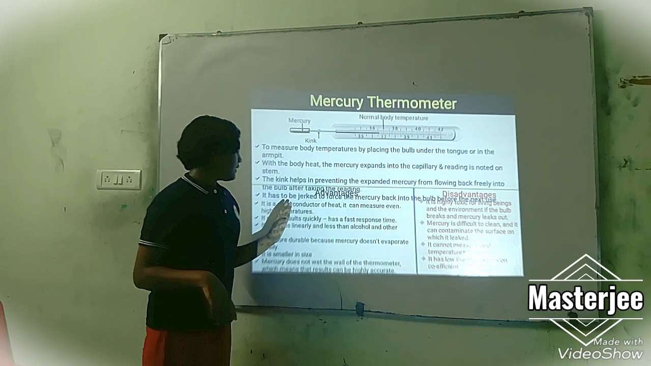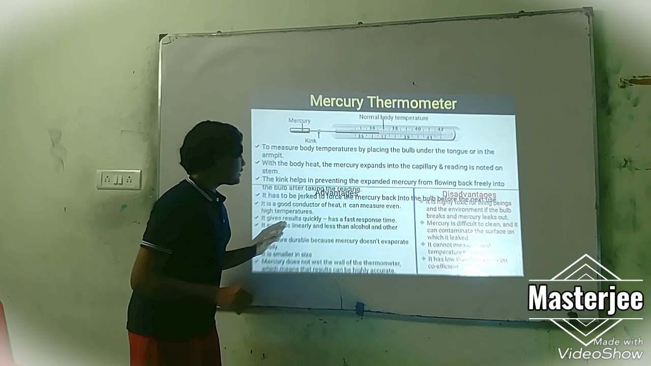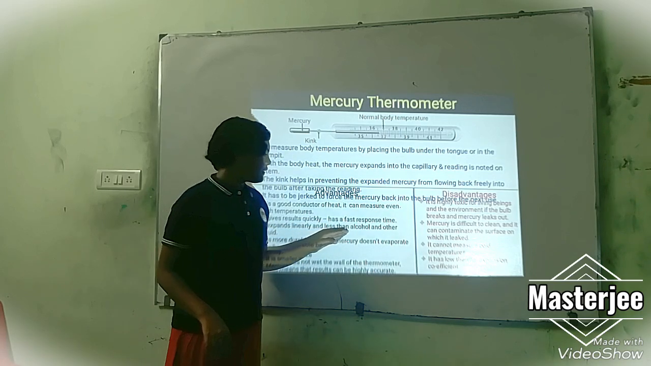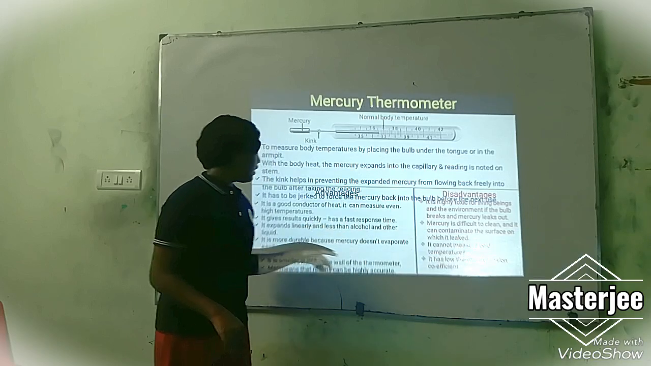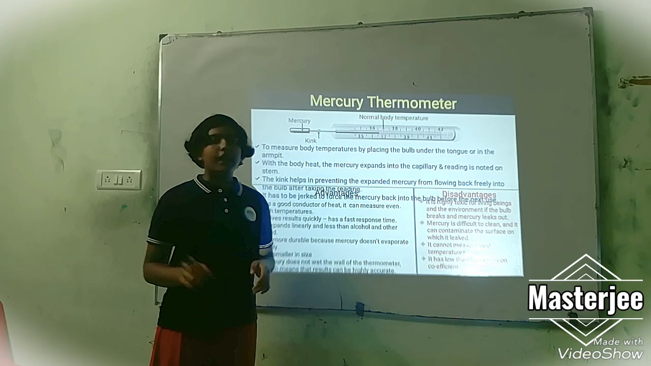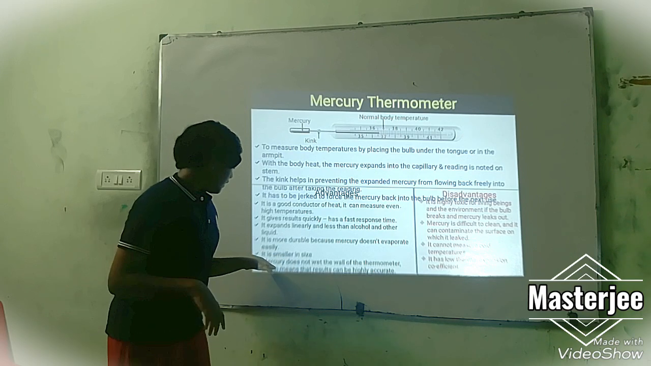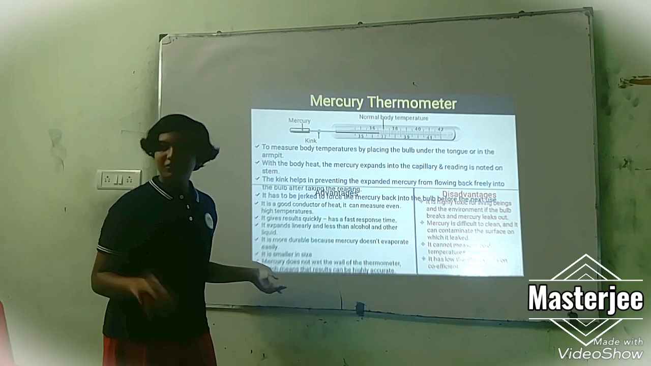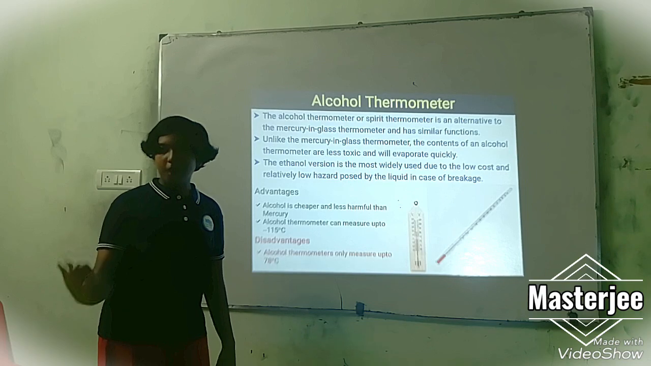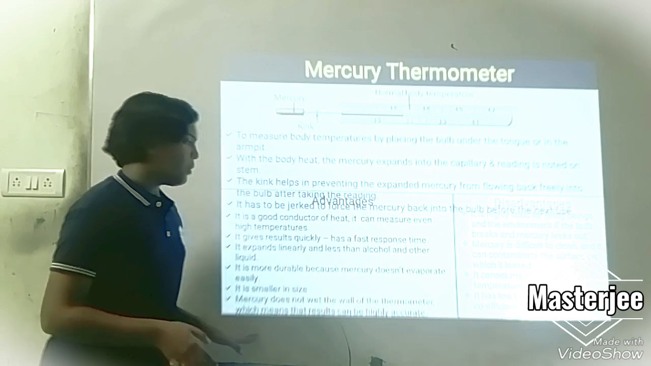Advantages. It is a good conductor of heat. It can measure even high temperatures. It gives the results quickly. And it expands linearly and less than alcohol and other liquids. The mercury is very durable and does not evaporate quickly. It is smaller in size. Also, mercury does not wet the walls of the thermometer.